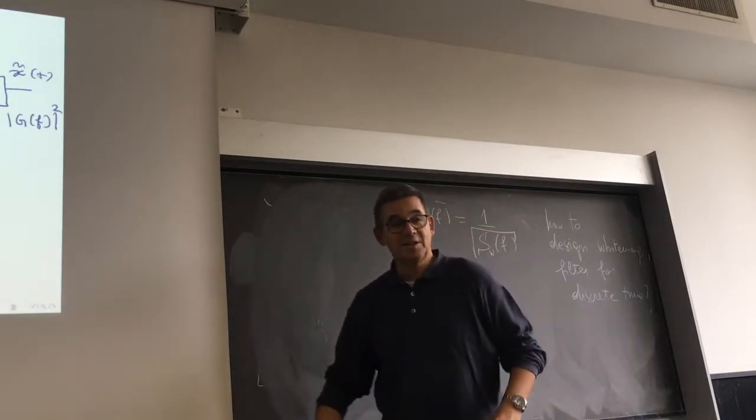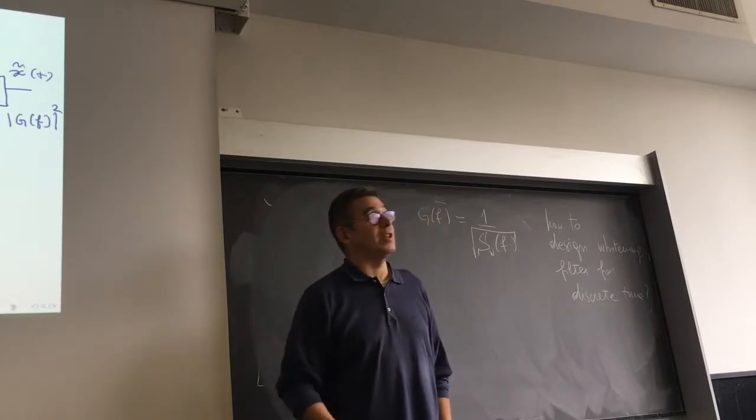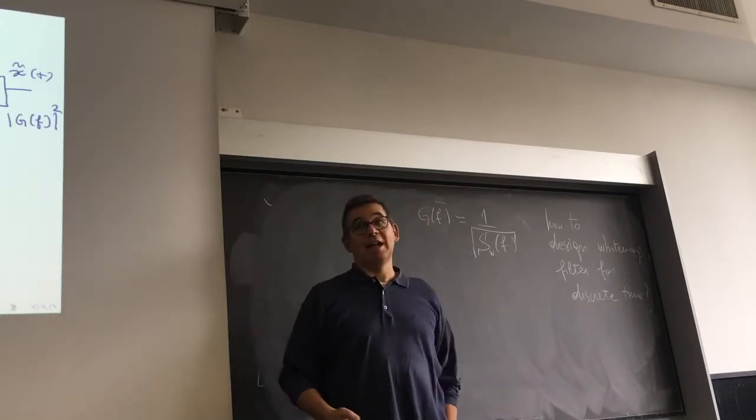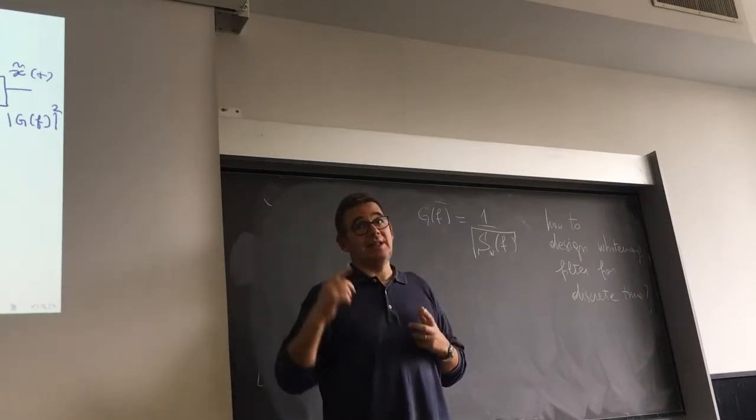Now the answer is, I would say, stupid. Because you already know how to make it, but you don't realize. Now, how do you represent the power spectral density?